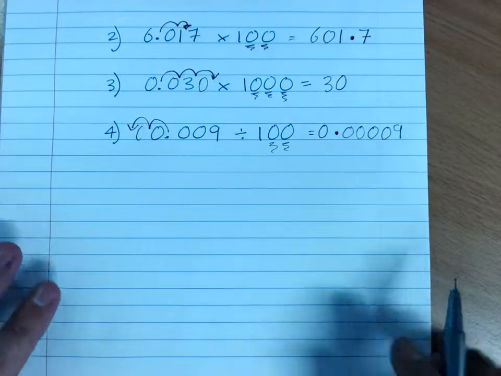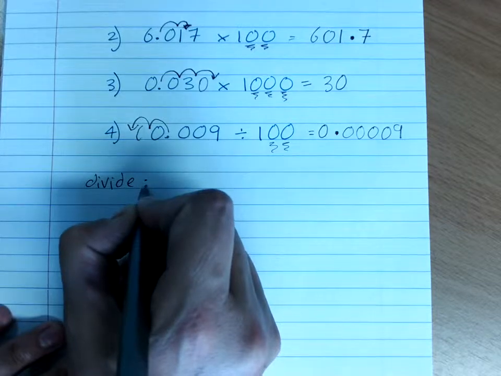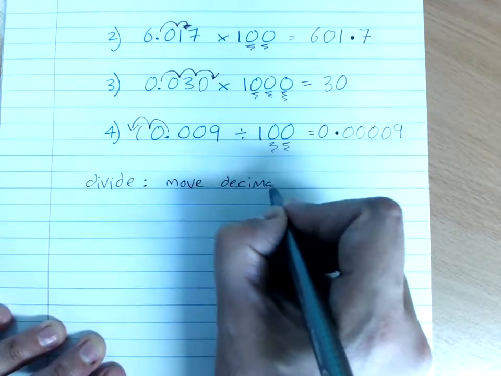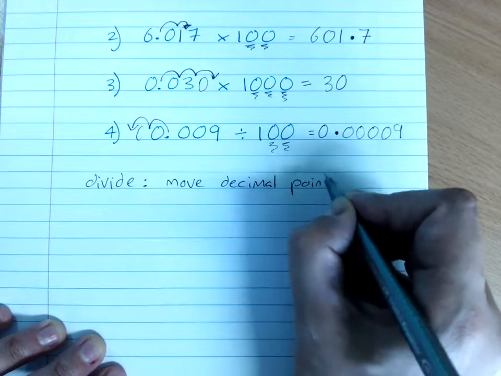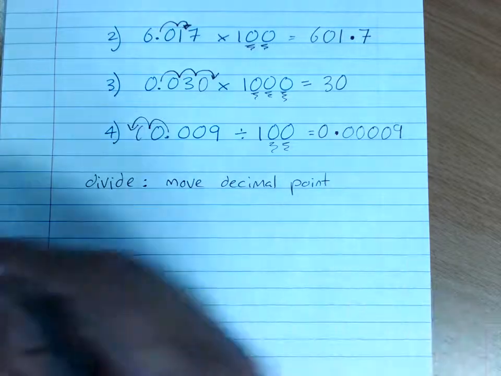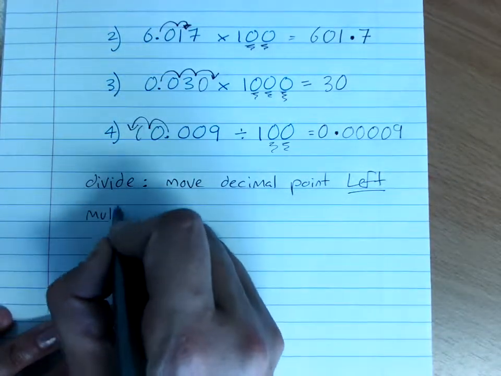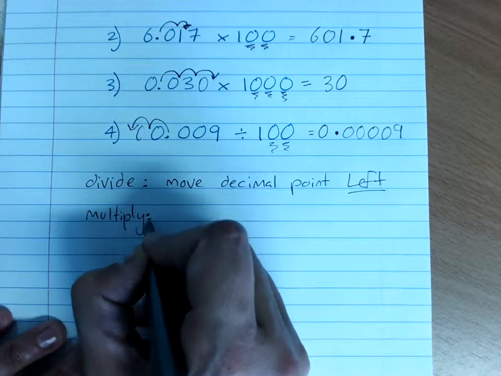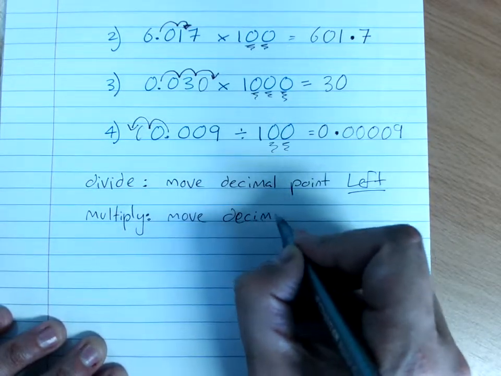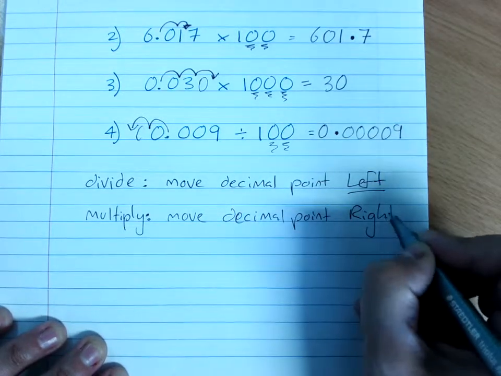So the rule is divide, move the decimal point which way, left or right for divide? Left. Divide's left. Multiply, move decimal point right.